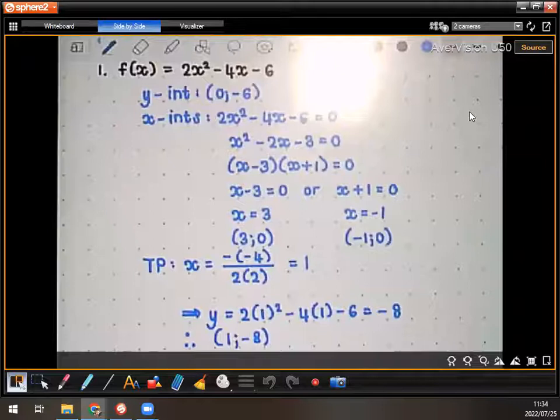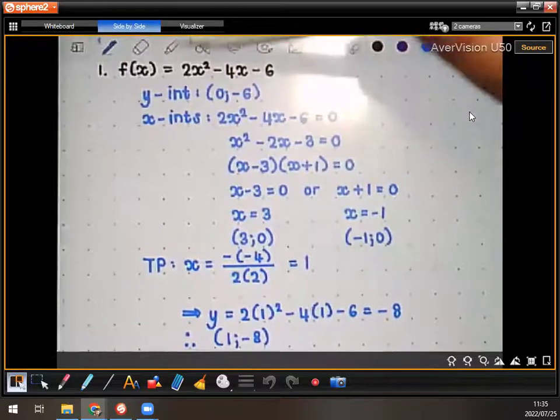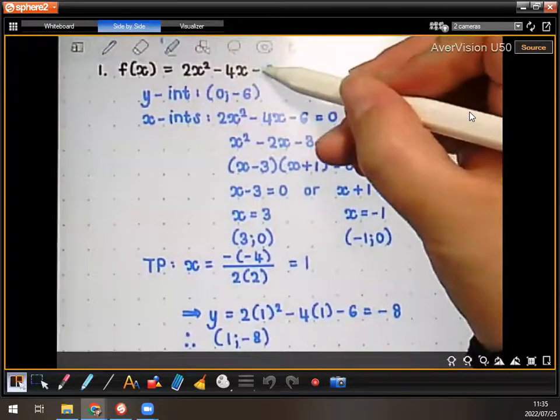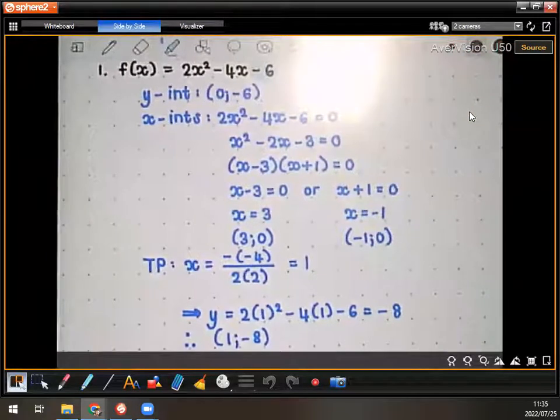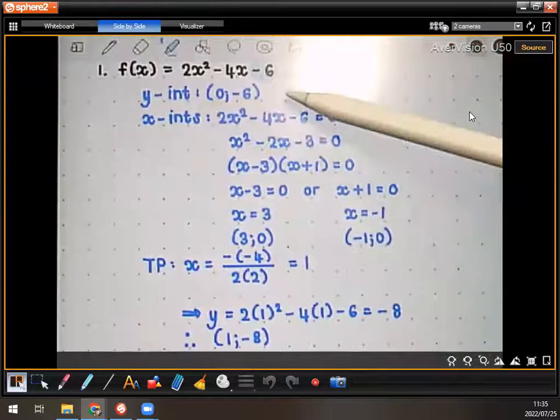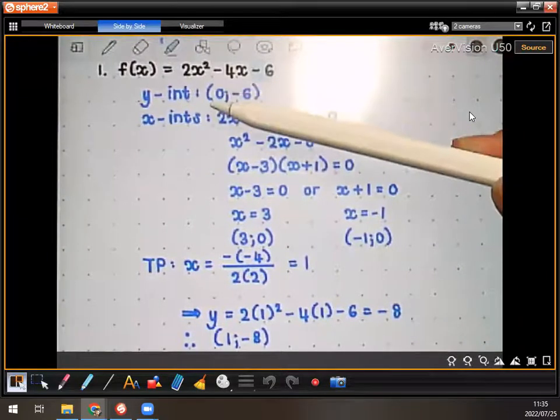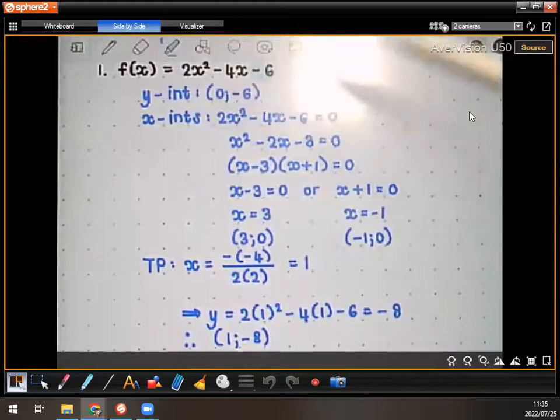Okay, so for this one, it was written in standard form. So then we know if it's written in standard form that that is the y-intercept. Right? So I just wrote it down there. So the y-intercept is at -6. So those are the coordinates. The coordinate 0 for x, and then the y value is -6.